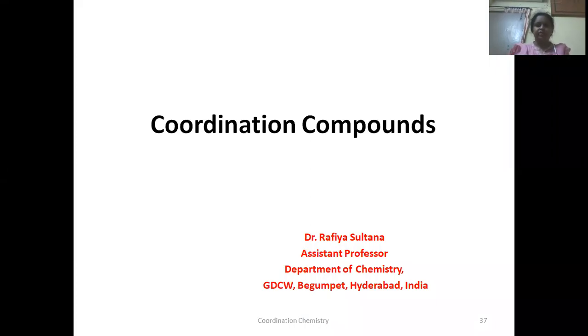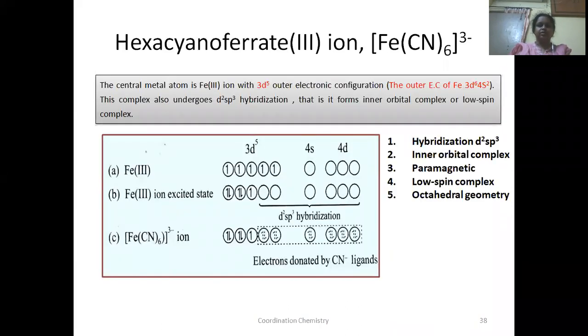In the previous class, we have seen the valence bond theory and the applications of valence bond theory in case of square planar complexes and also tetrahedral complexes. In today's class, we will discuss valence bond theory application in case of octahedral complexes. Let us take few examples and discuss valence bond theory. The first example is hexacyanoferrate 3 ion.